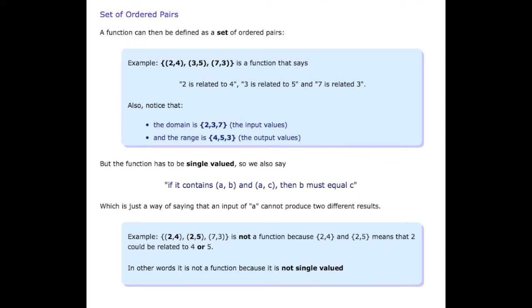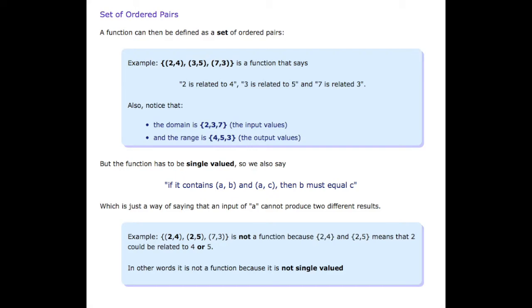A function can then be defined as a set of ordered pairs. For example, we have here the ordered pairs 2 and 4, 3 and 5, and 7 and 3. This is a function that says 2 is related to 4, 3 is related to 5, and 7 is related to 3. Also, notice that the domain is 2, 3, and 7, which are the input values. And the range is 4, 5, and 3, which are the output values.